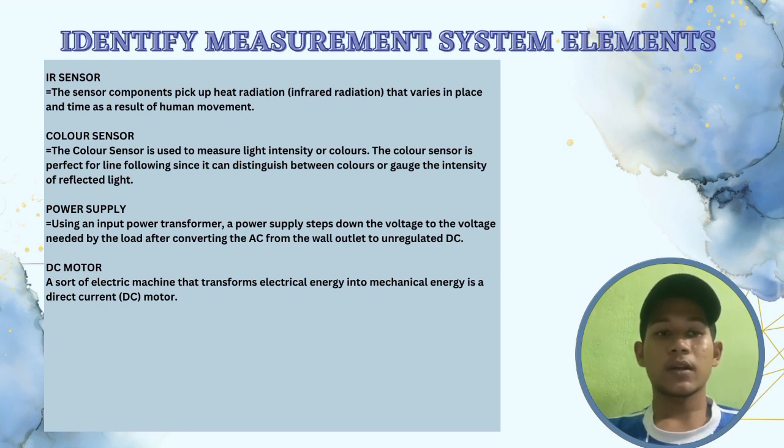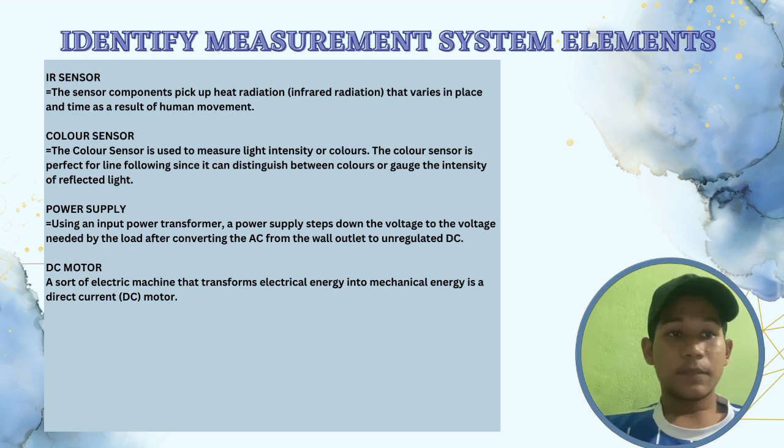Today I want to talk about identifying measurement system elements. First, the IR sensor. The sensor component picks up heat radiation that varies in place and in time as a result of human movement. And number 2, color sensor. The color sensor is used to measure light intensity or color. The color sensor is perfect for line following since it can distinguish between colors or gauge the intensity of the reflected line. For number 3, power supply.